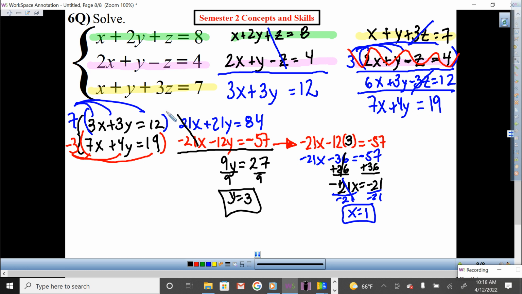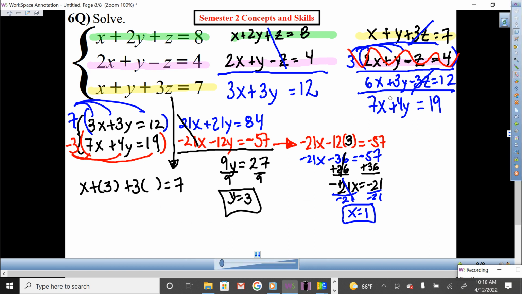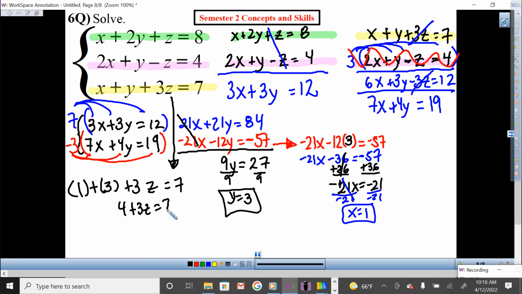Last one? All right, so I'm going to bring this one, and I'm going to write x plus parentheses plus 3 parentheses equals 7. And instead of y, I'm going to substitute 3. And instead of x, oh, sorry. I put the parentheses for z instead of x, sorry. 1, 3, and this is z. Okay. So we end up with, what is 1 plus 3? That's 4 plus 3z equals 7.